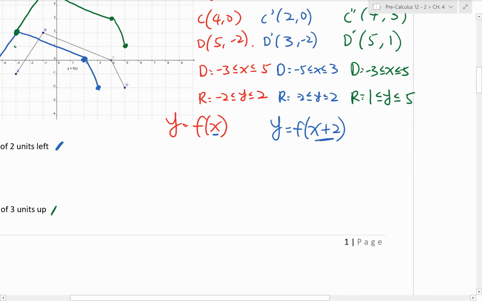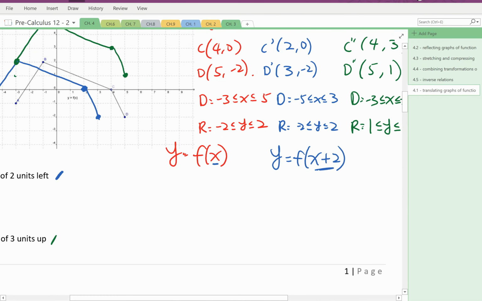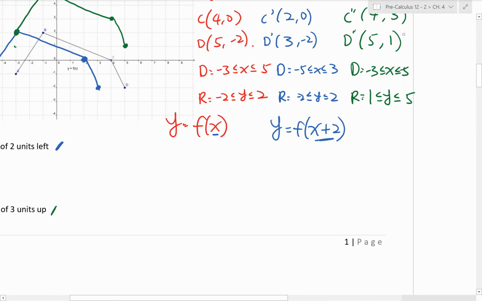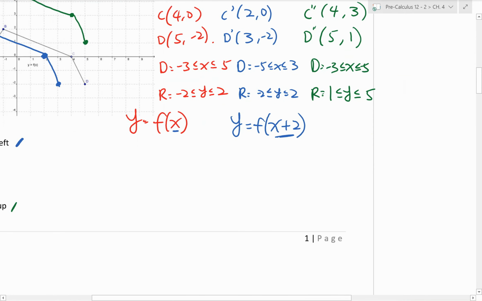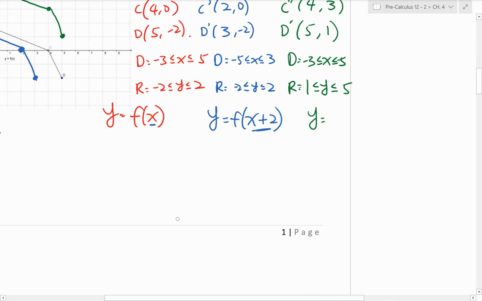Whereas for the vertical shift, the vertical translation, we are moving 3 units up. So this one is actually quite clear. This is simply adding 3 to the function at the end. So I'm not changing anything with x, so it remains f of x. But because we're moving up by 3, I need to add 3 to the original function. And there is the function for the image graph.